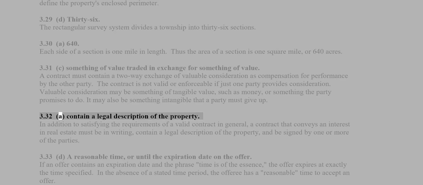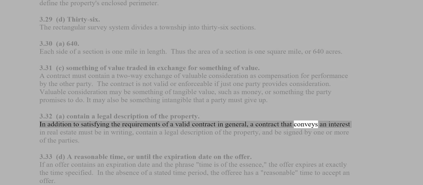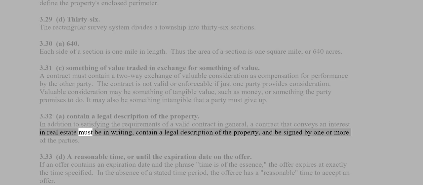3.32 A. Contain a legal description of the property. In addition to satisfying the requirements of a valid contract in general, a contract that conveys an interest in real estate must be in writing, contain a legal description of the property, and be signed by one or more of the parties.